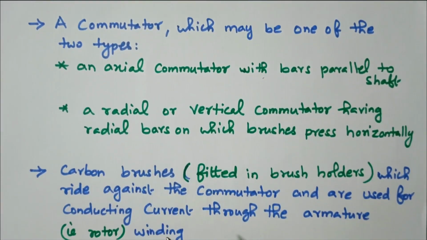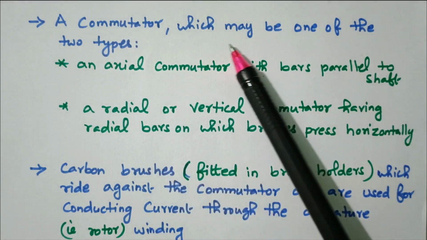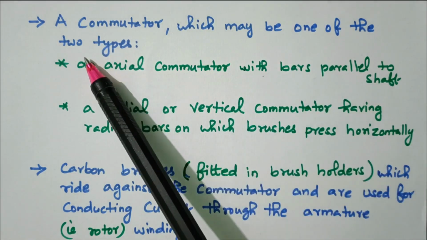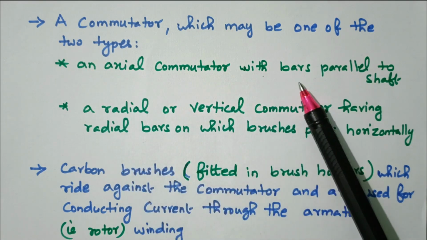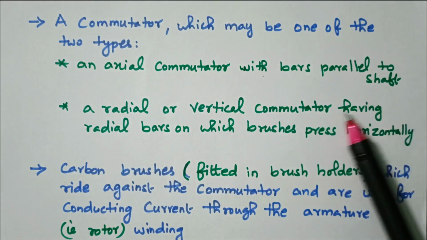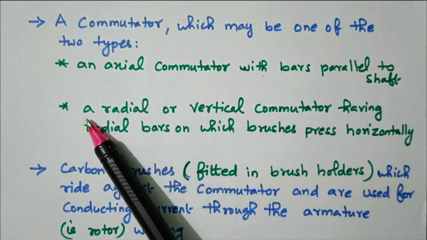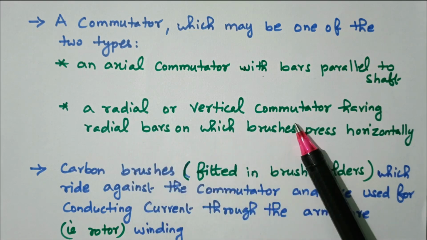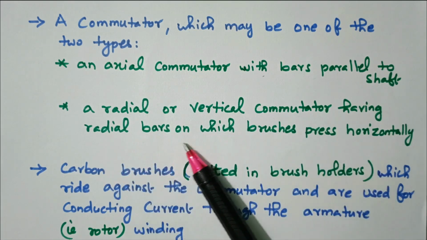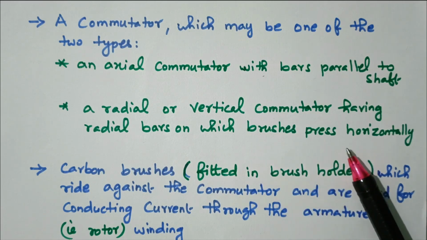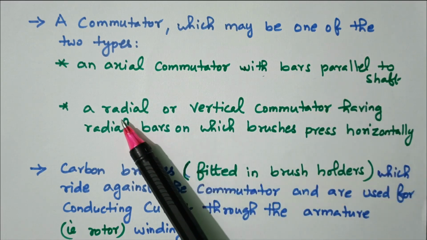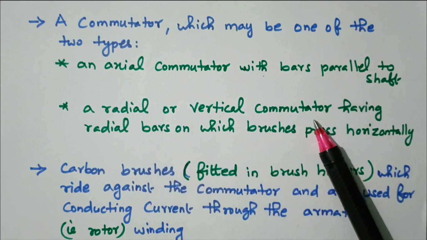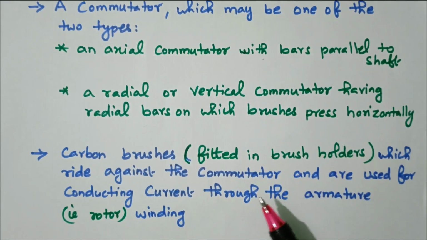Now we'll see the commutation process. A commutator may be of one of two types. First one is an axial commutator with bars parallel to the shaft. Another one is a radial or vertical commutator having radial bars on which brushes press horizontally. One is the axial commutator, parallel to the shaft. Another one is the radial or vertical commutator having radial bars, and the brushes press horizontally.